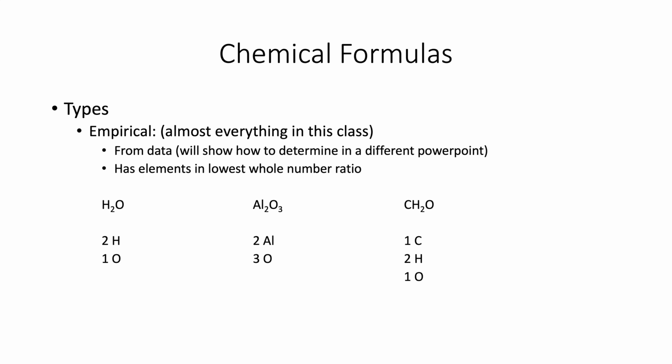In the next PowerPoint, we'll go through how to calculate them, and in experiment 5, you'll pretend you're doing it, because you're not actually going to be in class, at least during COVID. Anyway, the empirical formula has the elements in the lowest whole number ratio. So H2O is hydrogen and oxygen in a 2-to-1 ratio. Al2O3 is 2 aluminums and 3 oxygens. CH2O is 1, 2, and 1.